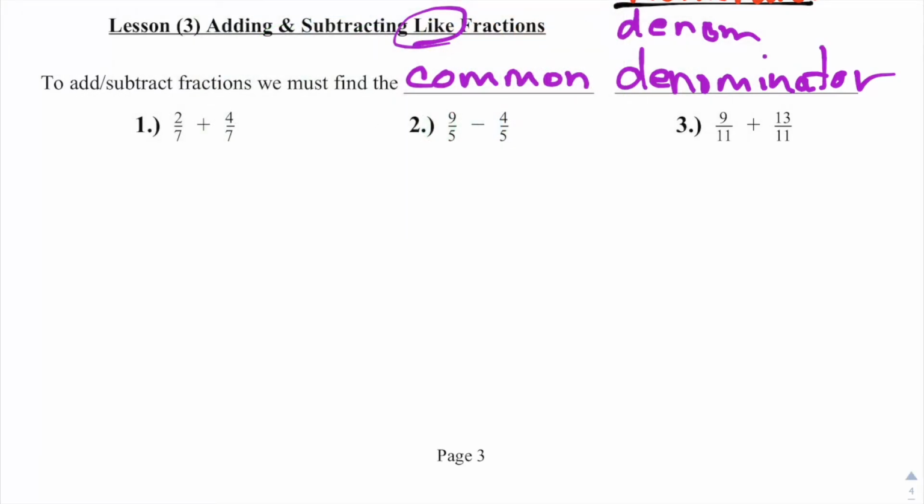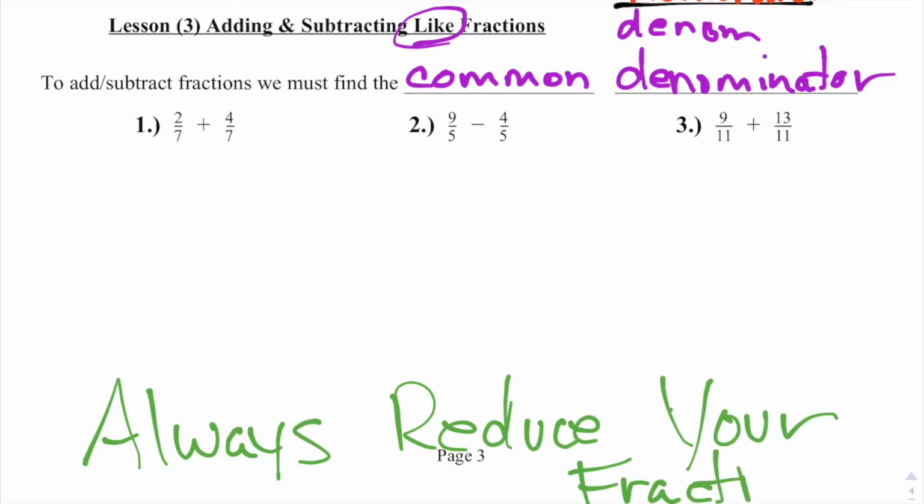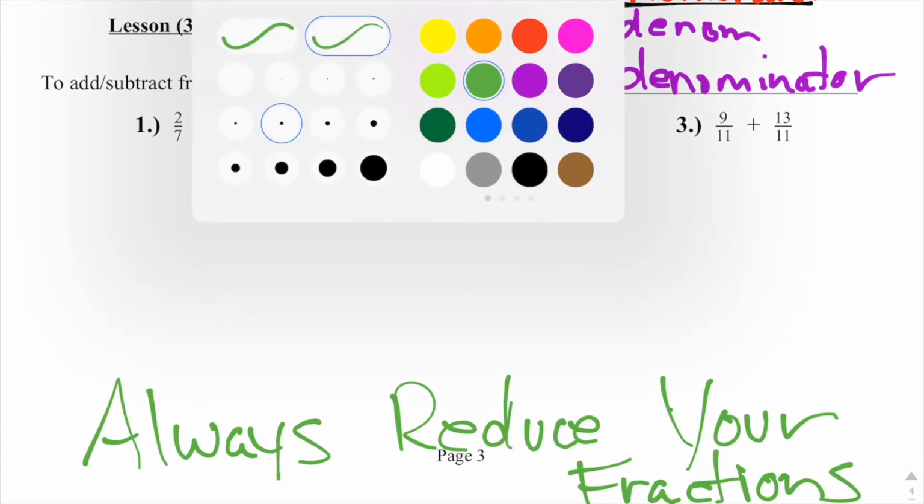And one thing that I want to caution you about, I'm going to write it down here at the bottom: always reduce your fractions. I say that because you don't want to do all this great work and then lose a point or two because you didn't reduce your fractions to lowest terms. So let's do some examples.